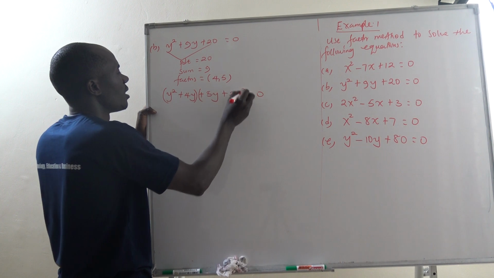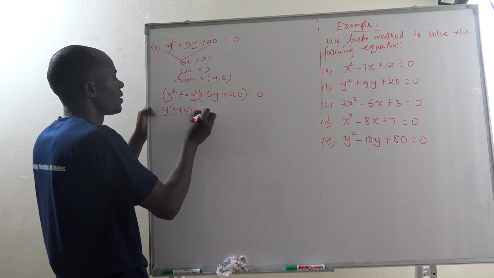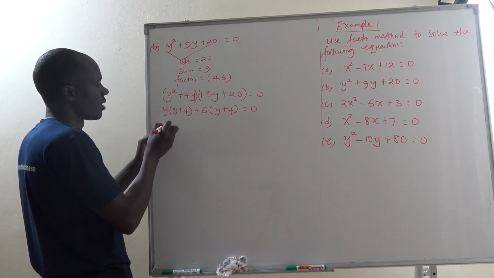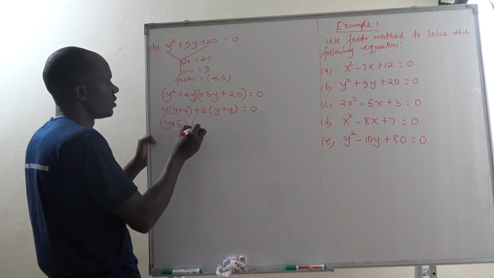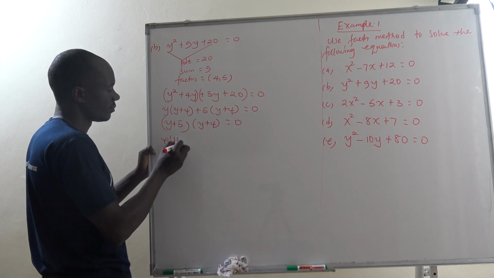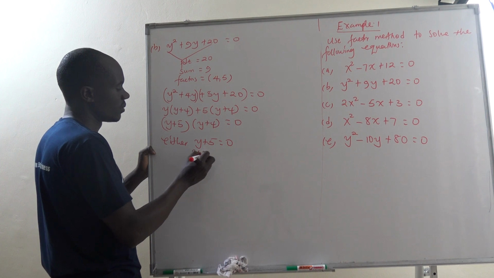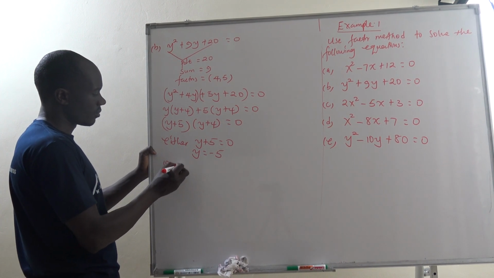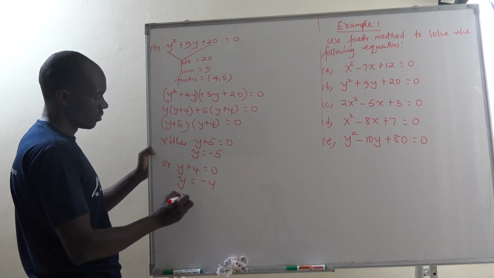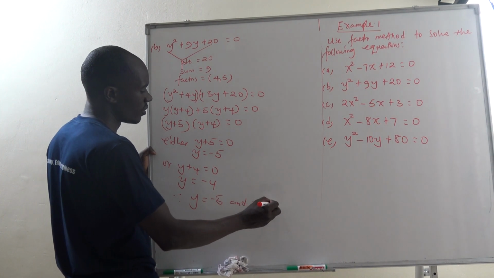Two numbers in a bracket, two numbers in a bracket. What is common is a y into y plus 4, then plus 5 into y plus 4, the whole thing equals 0. So you're going to have y plus 5 again into y plus 4 equals 0. Then we say either y plus 5 equals 0, it becomes y equals negative 5, or y plus 4 equals 0, y equals negative 4.